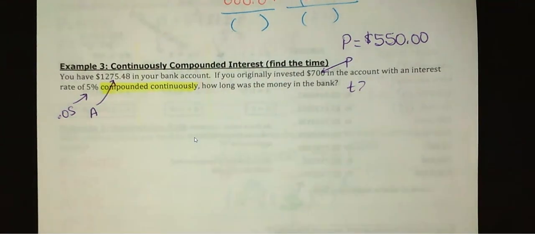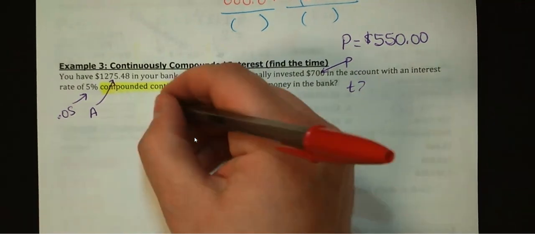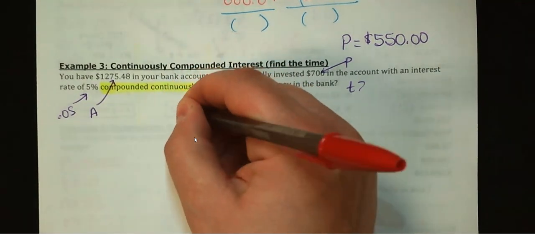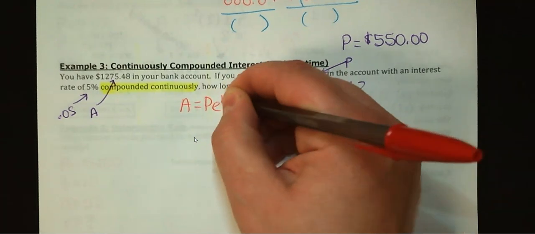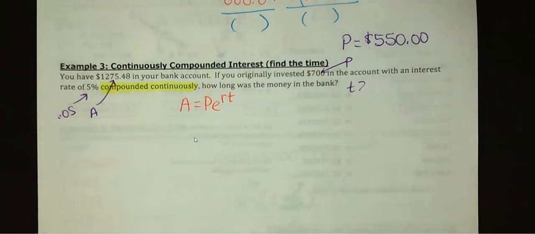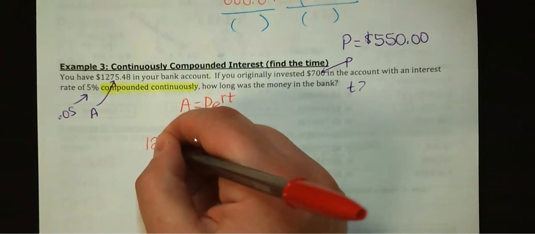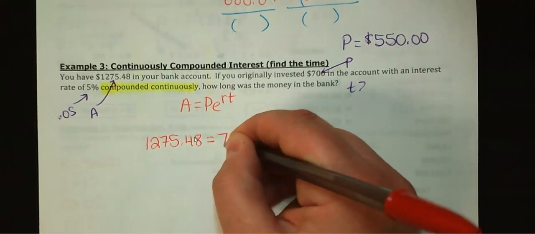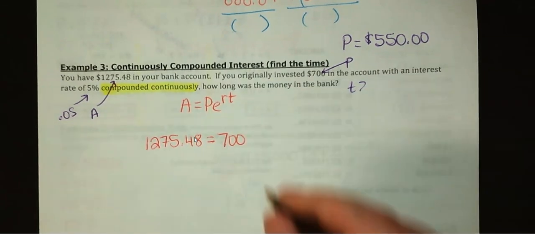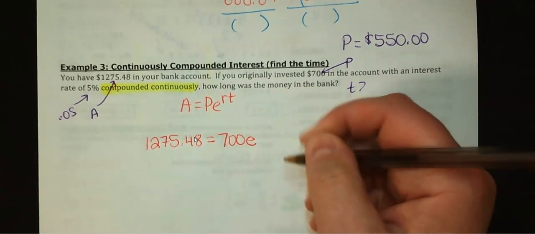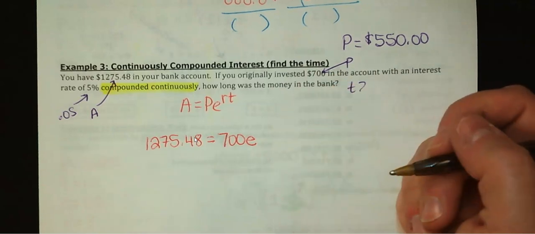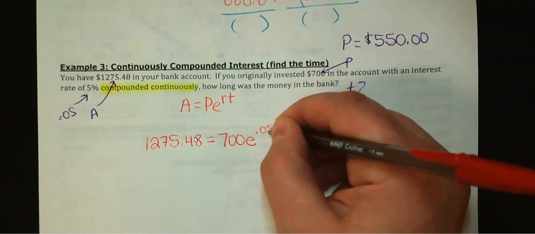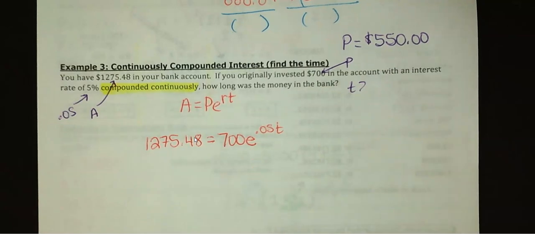So I know I'm going to use that Pert formula with the e. Compounded continuously means I'm going to use e. All right, so the formula here, actually, let me write it real quick because I don't think you guys can see it. It's not on this page here. That's your formula. So the amount in the account is the 1275.48. The principal, what you invested, is the 700. e is not a variable, it is a number. And my exponent there, we're going to have 0.05t. t is actually the variable that we're going to solve for. We don't know the time.